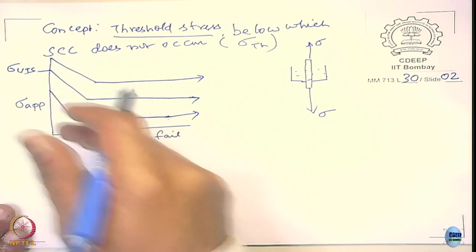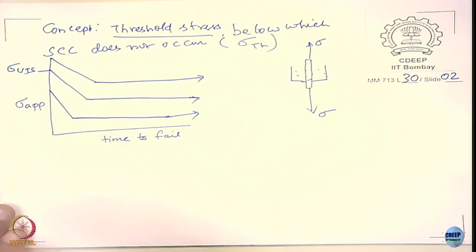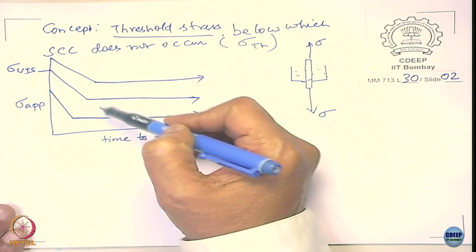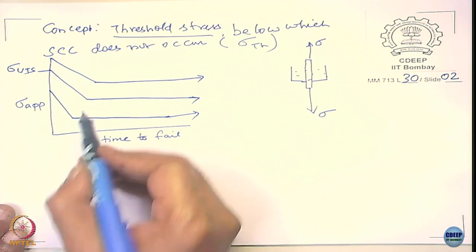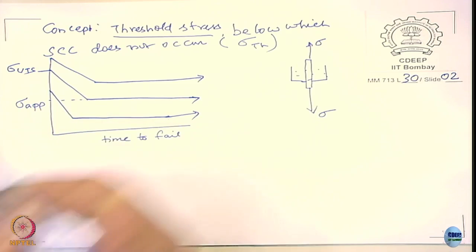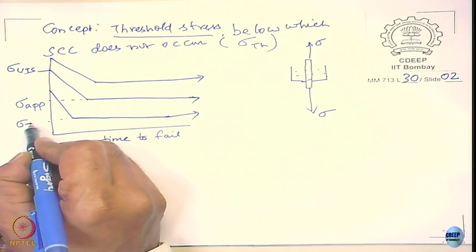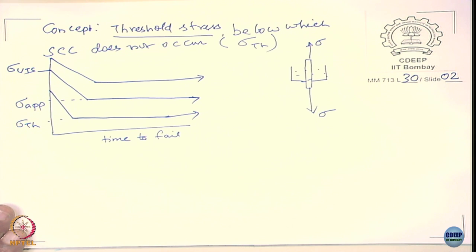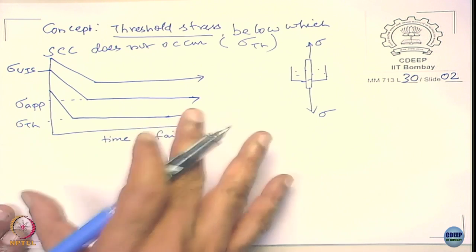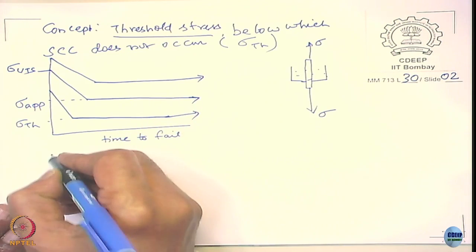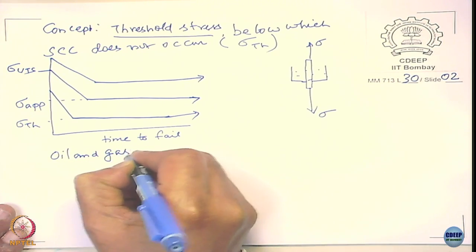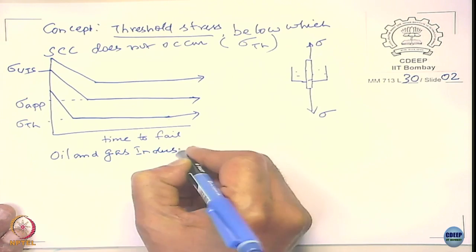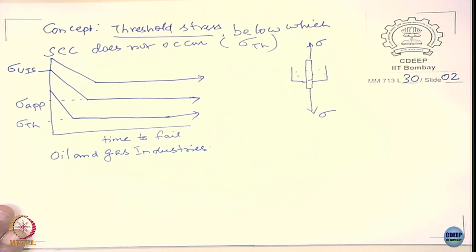But if you lower the stress level in an environment, the time to failure increases, right? As you lower the stress, the time to failure increases, and there is a limit, okay? And this is called threshold stress, below which metal is not failing. Now, this is used in some cases, especially in oil and gas industries. They use this concept.